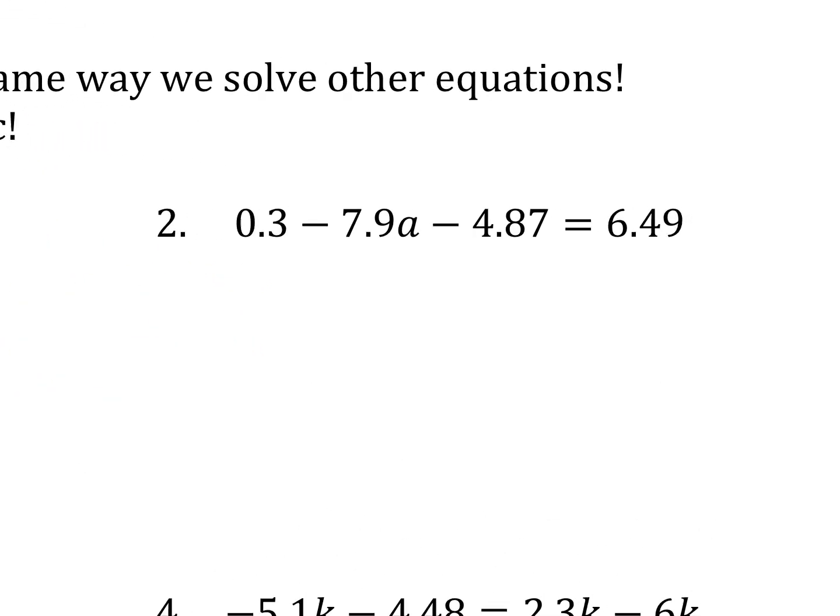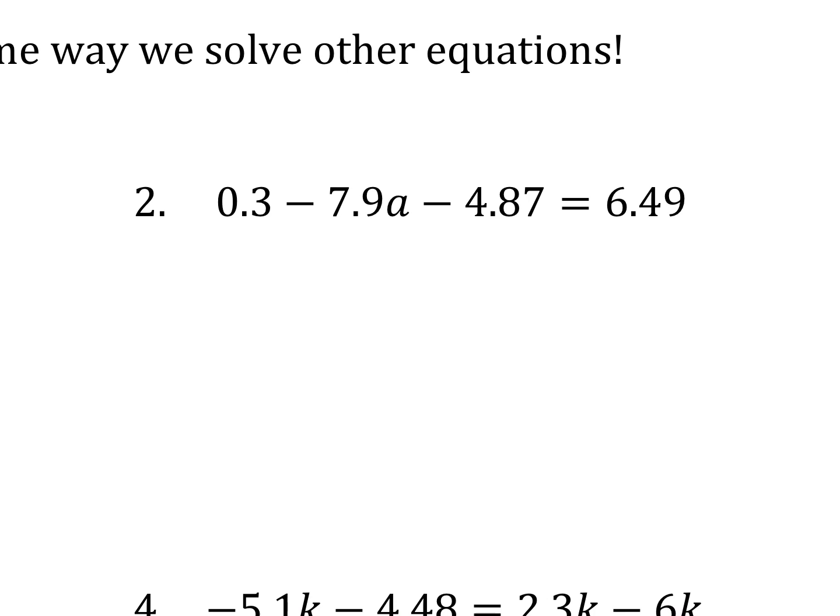All right, number 2. We have 0.3 minus 7.9a minus 4.87 equals 6.49. Anything to distribute here? No. Any like terms? Yeah, we got some like terms. There are no other a's, but these are like terms, right? Because they both have no variable. So we can rearrange this. We have negative 7.9a. Combining like terms, we're going to just add or subtract the numbers. So 0.3 minus 4.87 is going to be negative 4.57 equals 6.49.